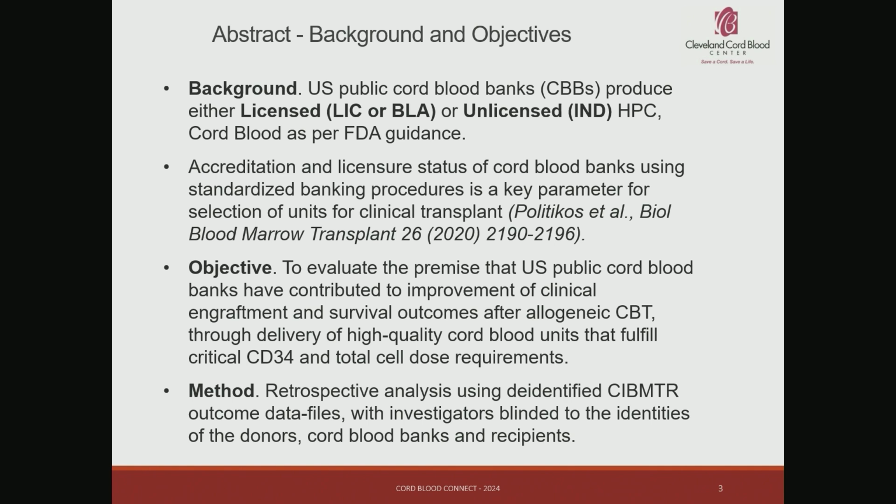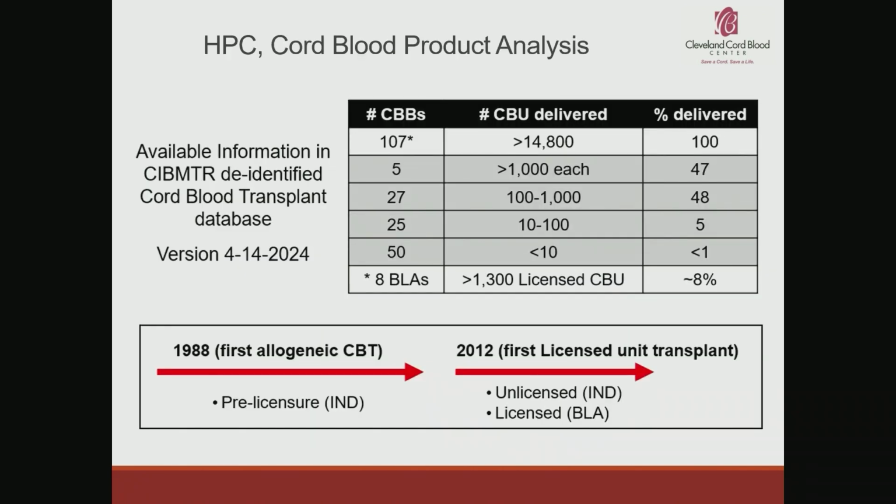The method we used is a retrospective analysis using a de-identified outcomes database. So we can't tell who the recipients, the donating cord blood banks, or the transplant centers are. That's what we used for analyses. This is the version that was provided to me in April earlier this year.